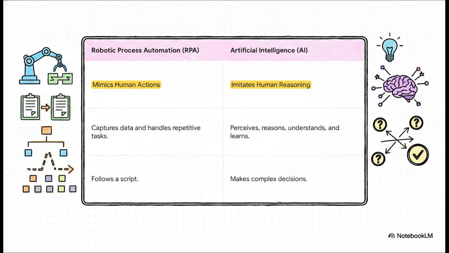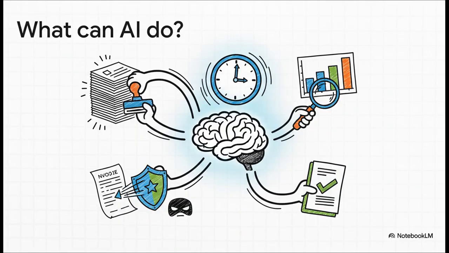AI, on the other hand, imitates human reasoning. It doesn't just follow a script, it can actually learn, understand, and make some pretty complex decisions on its own. And that ability to reason, it's a total game changer. For a business, AI can automate all that tedious data entry. And because it's learning, it gets amazing at spotting weird things in reports that a human might miss. Get this, it can review 100% of documents for fraud, something a human team could never, ever do. And of course, it doesn't need coffee breaks, it just works 24/7.